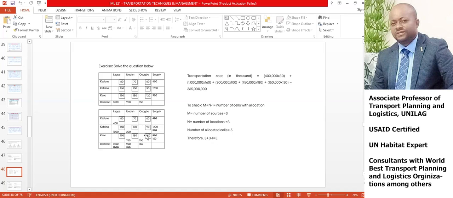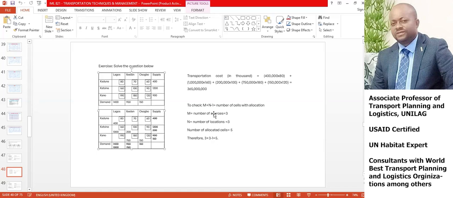We are moving northwest corner. So you bring the remaining 150 to this place. So that satisfies Oshogbo. The remaining 150, where is the source? It's still the 150 balance we gave to Oshogbo from Kano. So we are done.